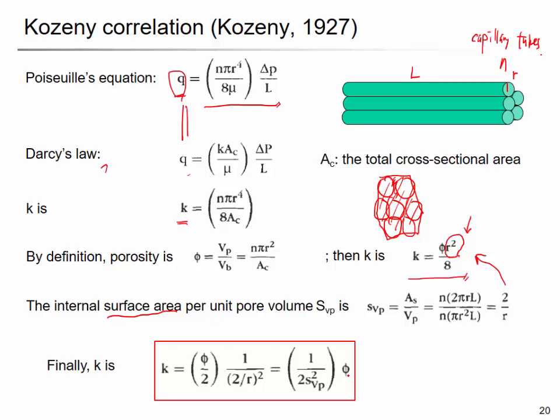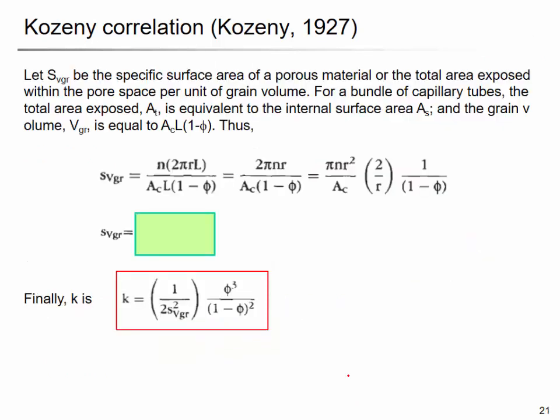Okay, can we move on? Let's move on to the next. Then here the SPV is converted to the SBGR. So SBGR is the specific surface area of the pore material within the pore space per unit of grain volume. So before it was a unit of pore volume, and now it's converted to the unit of grain volume.